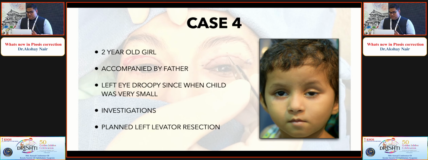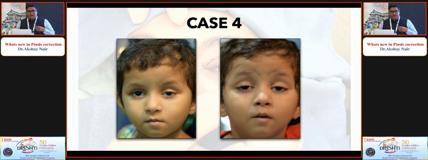All right, so this is case number 4. A 2-year-old girl came accompanied by the father. Father said left eye droopy since birth. Investigations were done. We were planning left eye resection. On the day of the surgery, mother comes and tells us father doesn't know anything. Both eyes are droopy. Then you don't operate on only one eye. And imagine my fright when the patient came like this on the day of the surgery.